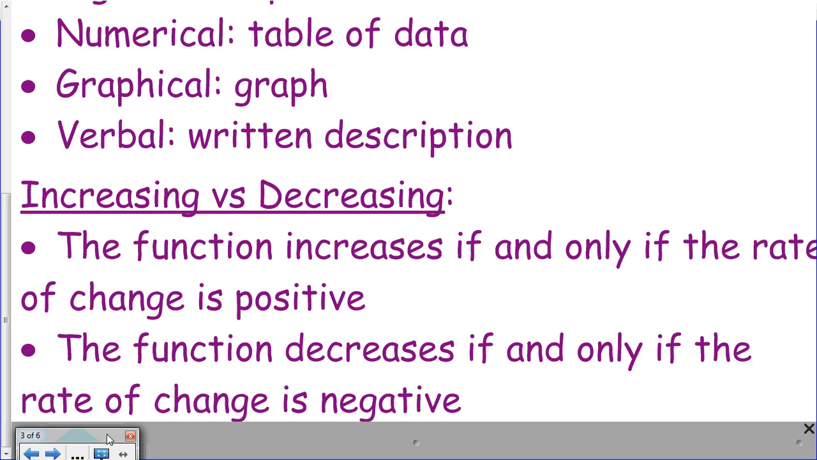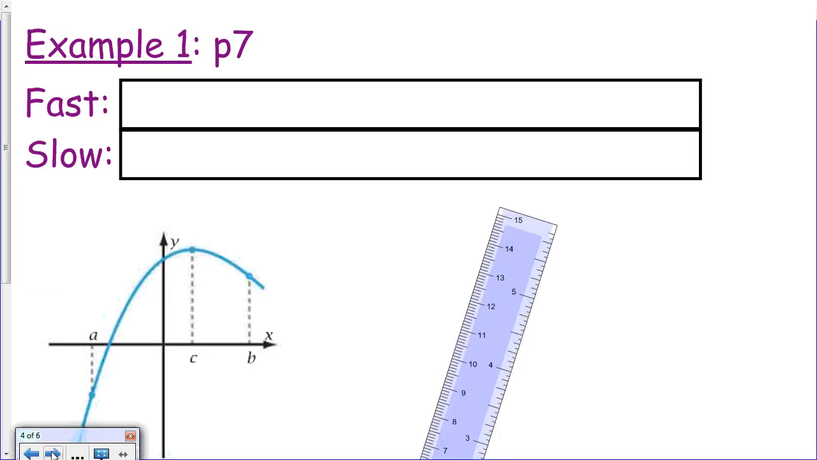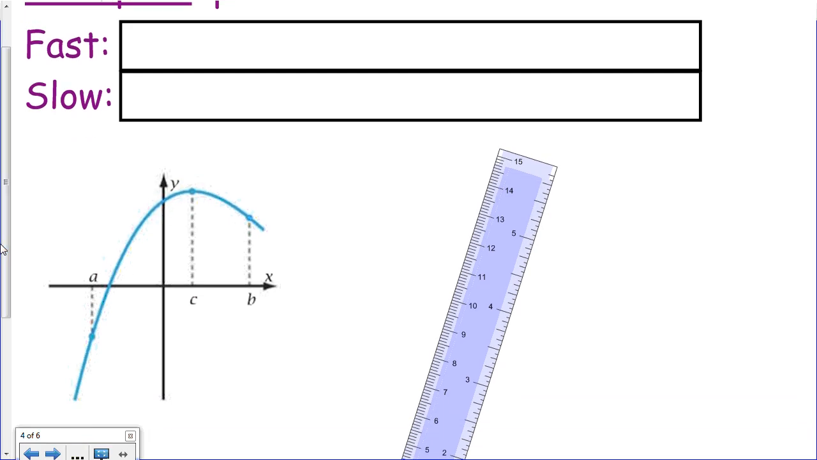Okay? So let's take a look at our first example here. Example 1 there on page 7. And you can look in your book there, but it shows you a figure, as you see here on this slide down below. The figure shows the graph of a function at x equals a, b, and c. State whether y is increasing, decreasing, or neither as x increases. And then state whether the rate of change is fast or slow.